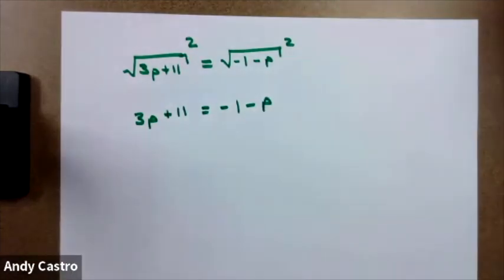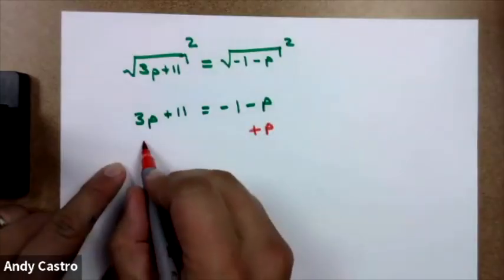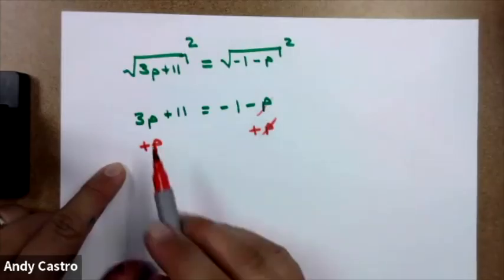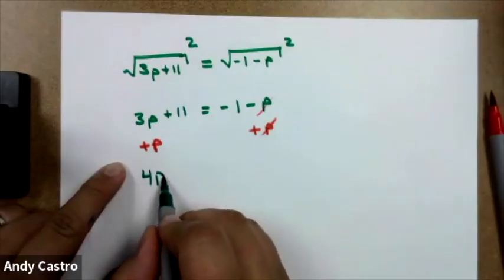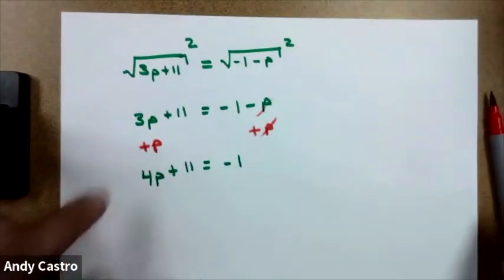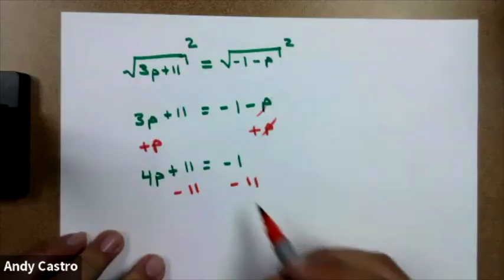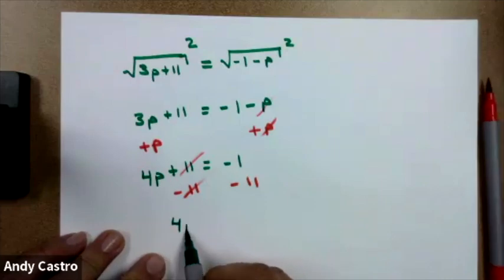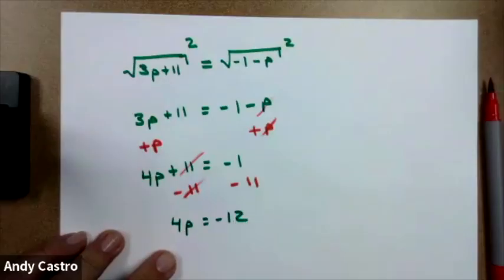Now I can do some algebra. I'll go ahead and add p to both sides here, so I can cancel it from this side. 3p plus p will leave me with 4p plus 11 is equal to negative 1. And then I'm going to subtract 11 from both sides. That's going to cancel here. And then I'll have 4p is equal to negative 1 minus 11, which is negative 12.